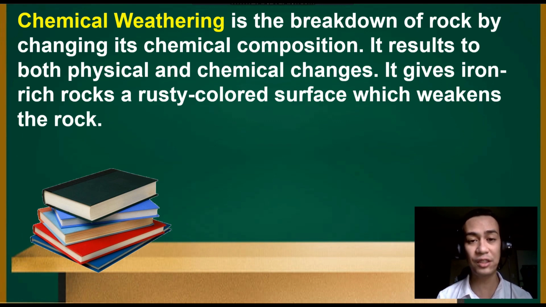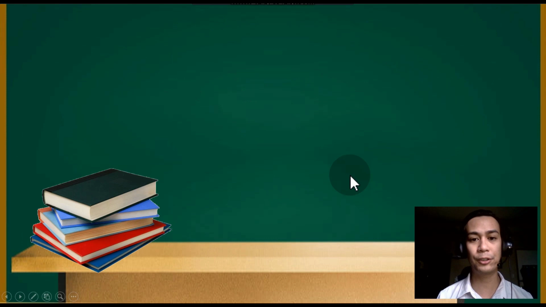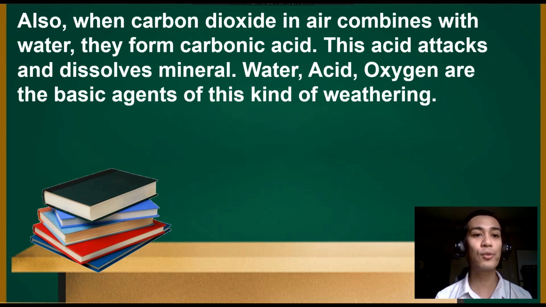So some part of the rocks are composed of different materials or minerals that can be dissolved using the agents of the chemical change. No? Let's further discuss that. Also, when carbon dioxide in air combines with water, they form carbonic acid. Okay, so this acid attacks and dissolves minerals. Water, acid, oxygen are the basic agents of these kinds of weathering.